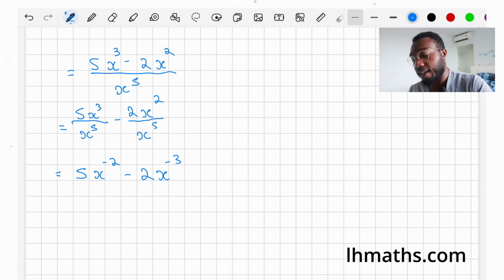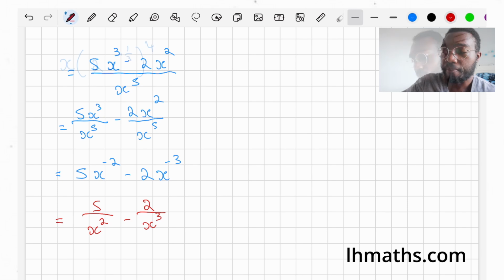But we're not done yet. Let's get rid of the negatives. Okay, usually when they want us to simplify it down, we don't want to keep any negative indices in there. We want to rewrite that. So if we rewrite this question, we would get 5 over x squared minus 2 over x to the power of 3.